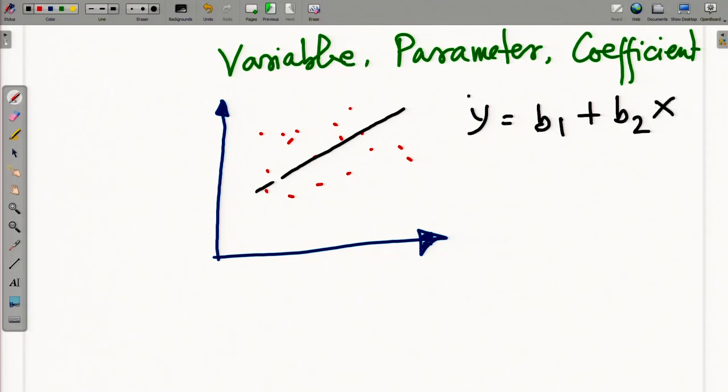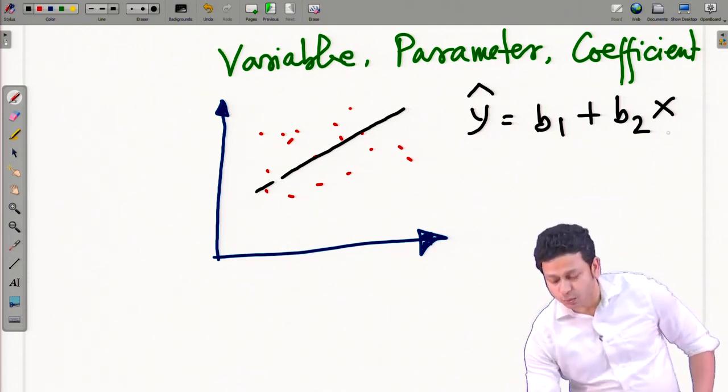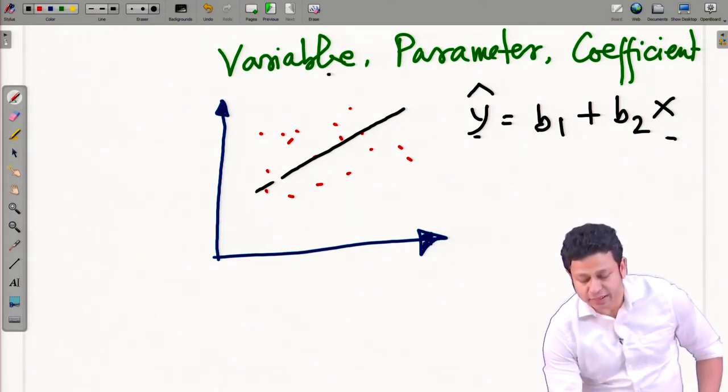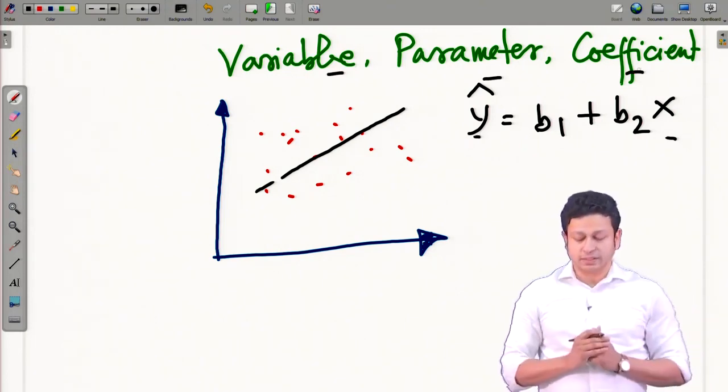When we are estimating a y, we can write y as y hat. Now, what is this b1, what is this b2, what is x, what is y, and how are they related to the definitions variable, parameter and coefficient? We will try to explain that.